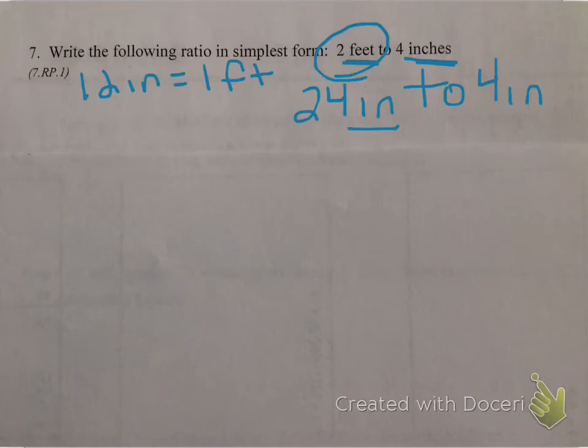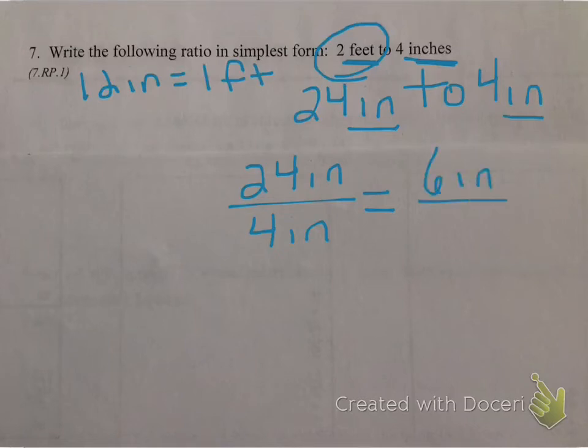Now I have inches and inches, so I could write it as a ratio. I'm going to do that as 24 inches over 4 inches. The ratio is the comparison of two numbers by division. And then I'm going to simplify that. They're both divisible by 4. 24 divided by 4 is 6. And 4 divided by 4 is 1. And I do need to keep that over 1 because it is a ratio. You have to leave that over 1.